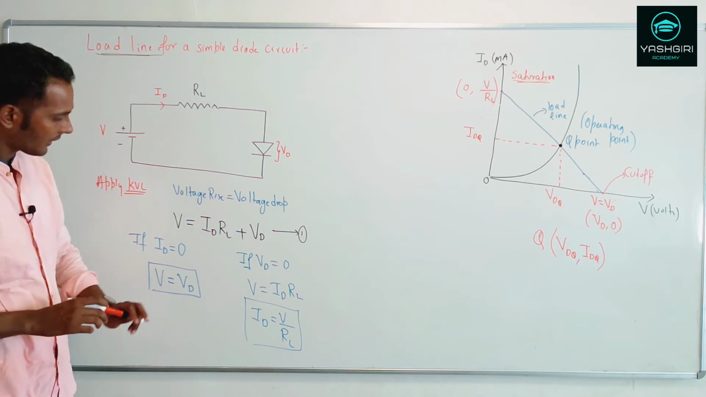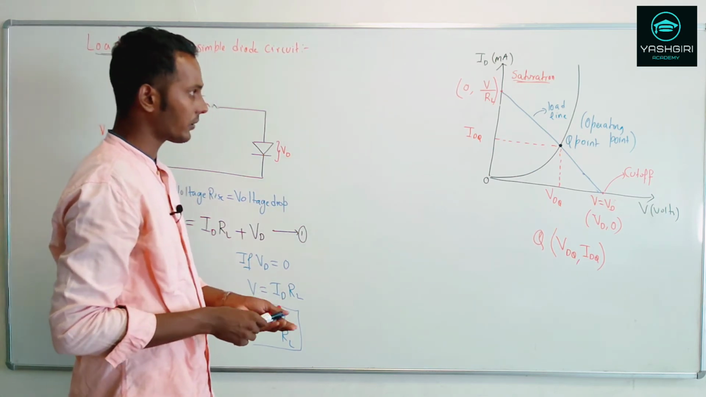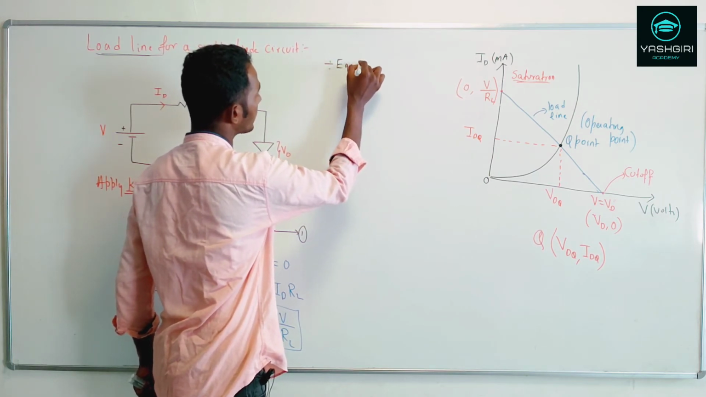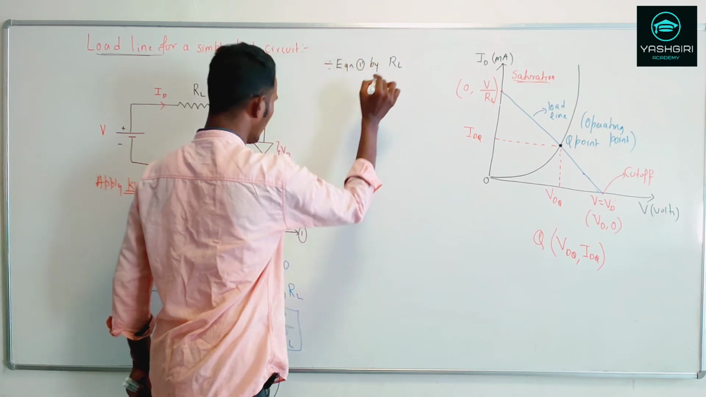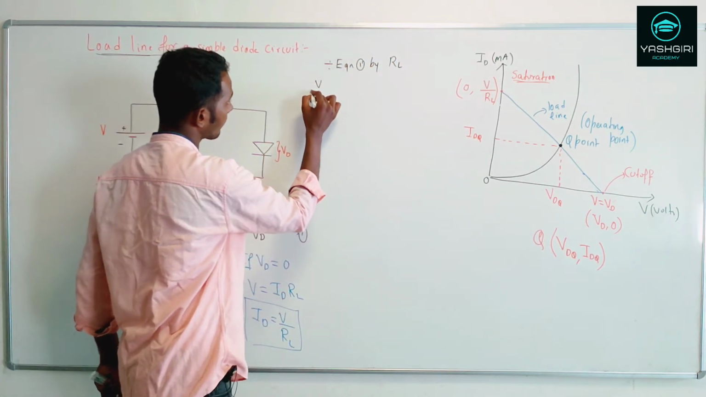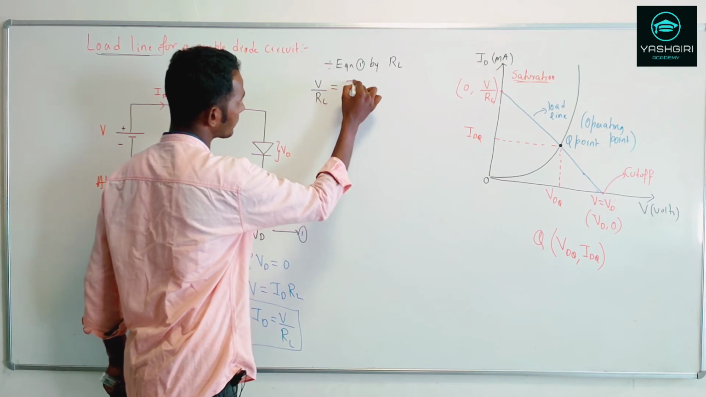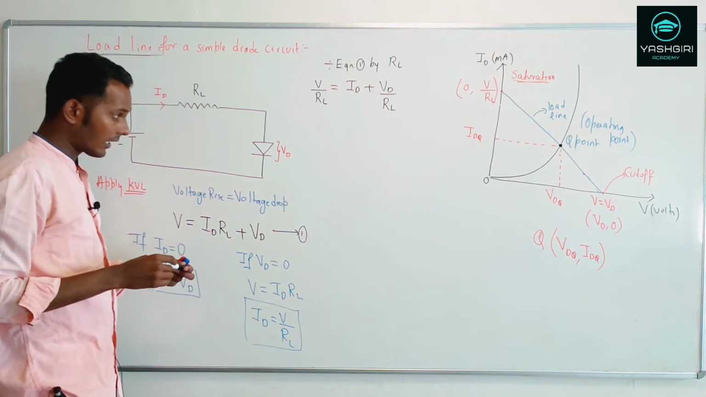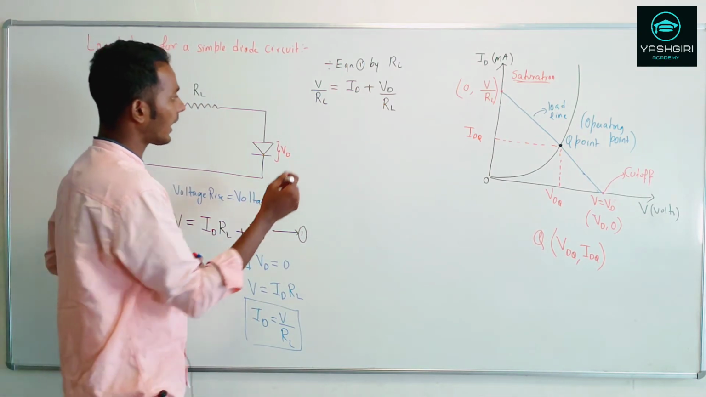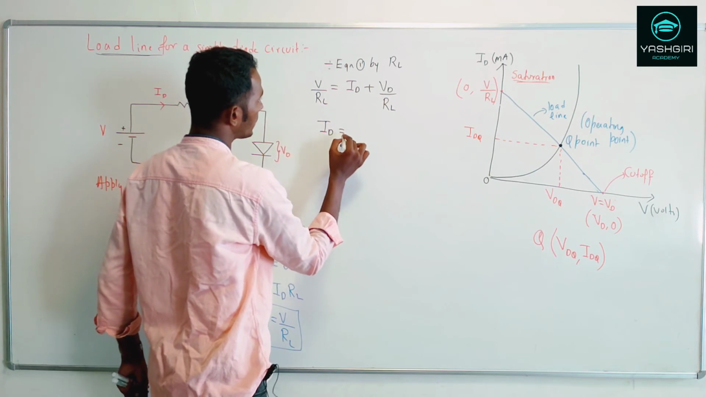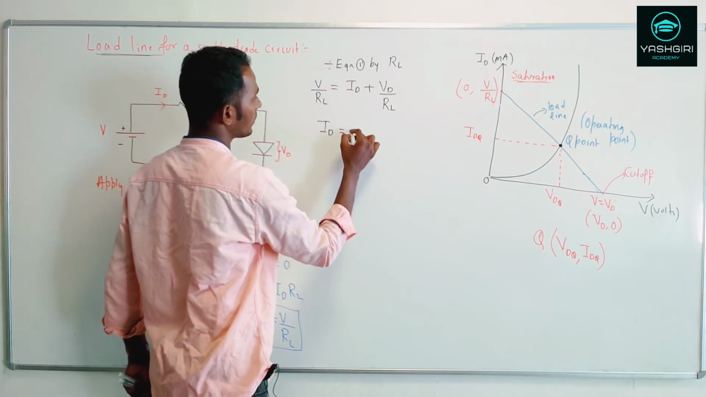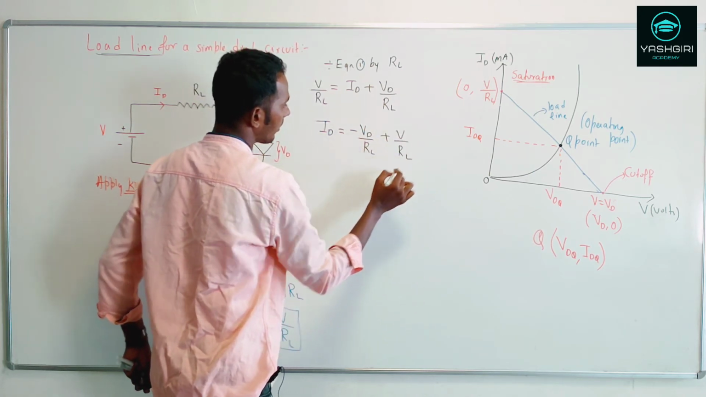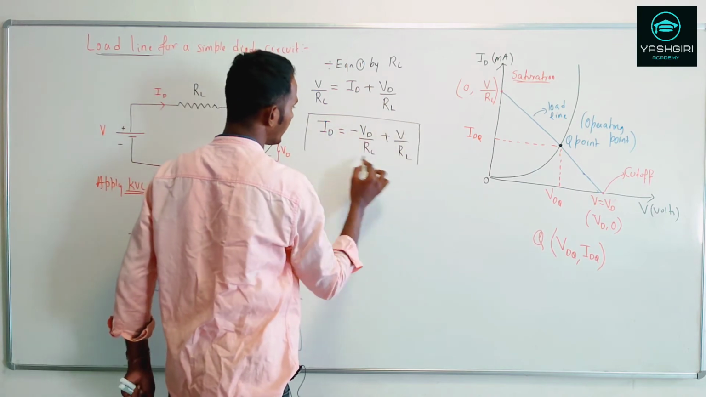Now what I can do is divide equation 1 by RL. So what I get is V by RL is equal to ID plus VD by RL. Now I'm interested in ID, so ID will be equal to minus VD upon RL plus V by RL. Alright, so this is my equation for ID.